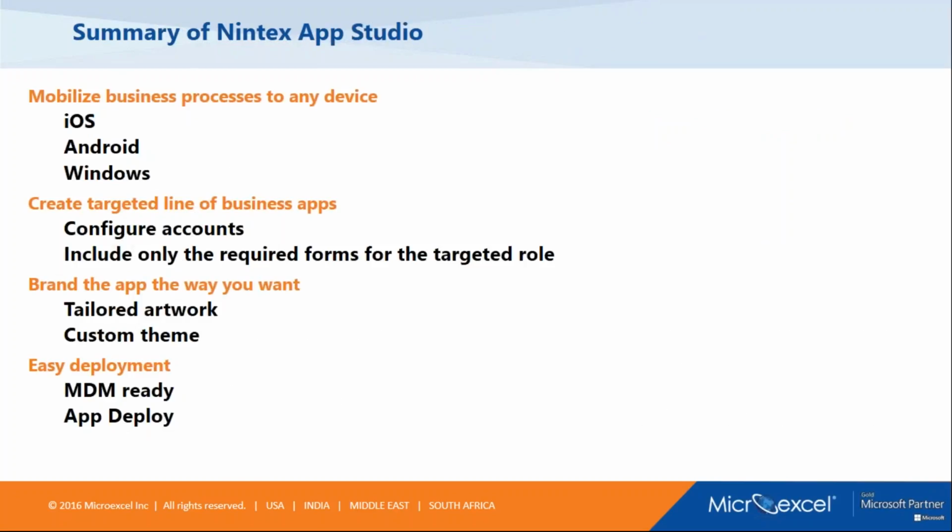So as a summary of Nintex App Studio, you can mobilize your business processes to any device like iOS, Android, Windows. You can create targeted line of business apps, configure accounts, include only the required forms for the targeted role. You can brand your app any way you want, like you can tailor the artwork. Artwork is nothing but the different logos or the icons for different screens of your phone. You can have a custom theme, like which button or which text box or which menu will have what color. Okay, and it has easy deployment. You can deploy via MDM or through app deploy feature of Nintex App Studio.